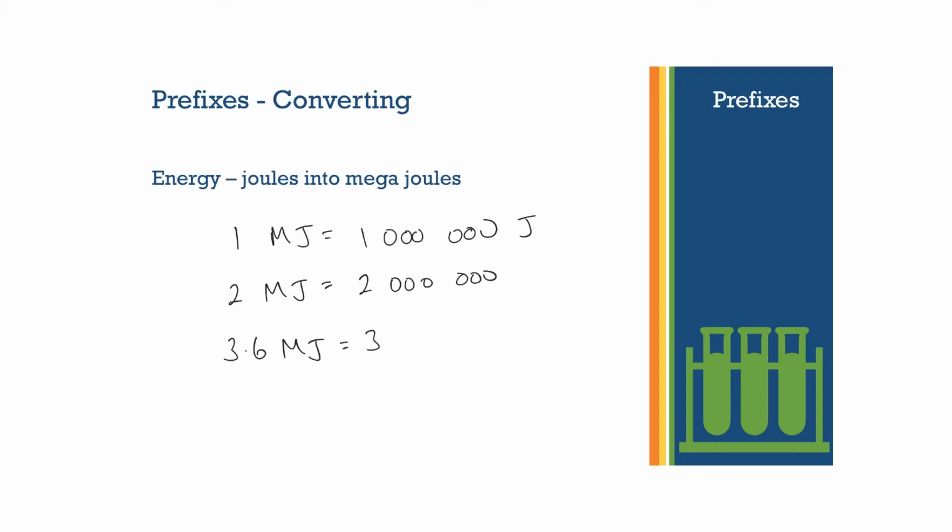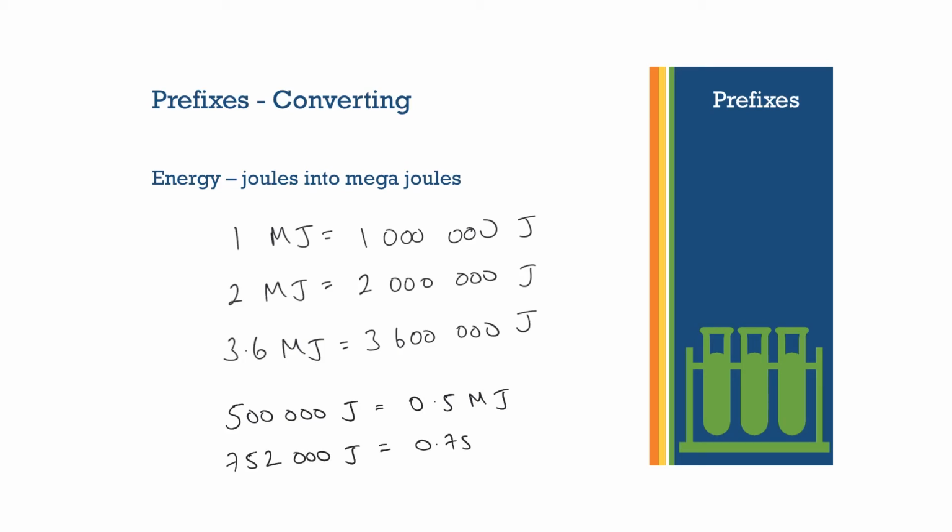So 3.6 megajoules would be 3 and then 6, 0, 0, 0, 0. And if you look how I set it out, you can see a little bit clearer that mega is referring to the number of numbers. So 500,000 joules is then just half of a megajoule, or 0.5 megajoules, and also 752,000 joules, again 0.752 megajoules. So if we just go over what I've done, so to turn from megajoules to joules, I've multiplied by 1 million. And to turn from joules to megajoules, I've divided by 1 million.